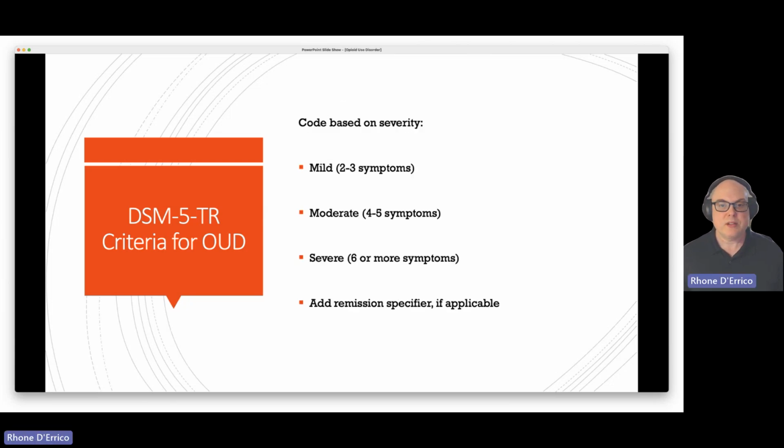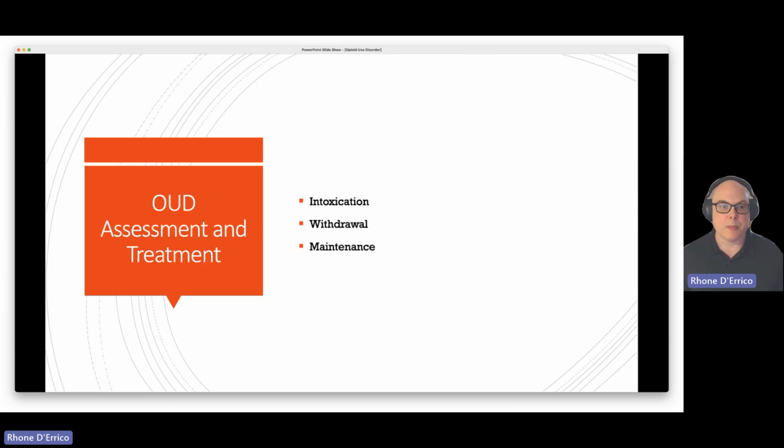And then we want a code based on severity, and this is very straightforward. You look at those 11 criteria. They need to meet 2 for opioid use disorder. So if they meet 2 or 3, it's mild OUD. 4 to 5, it's moderate OUD. And 6 or more, you can call it severe OUD. And then you can go back and add those remission specifiers as we just discussed, if they're applicable.